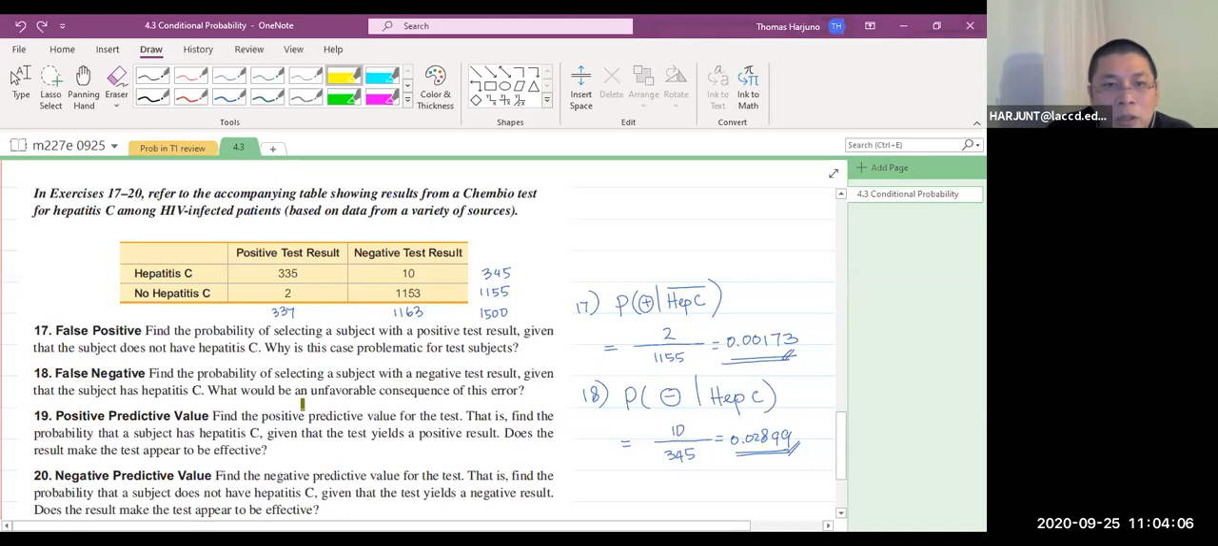Because what is the consequence? What would be an unfavorable consequence of this error? Well, imagine if somebody with hepatitis C tested negative. That person will think he or she doesn't have the disease and go around unintentionally spreading hepatitis C to a lot of other people, right? Now, this could be the case of what we call asymptomatic.